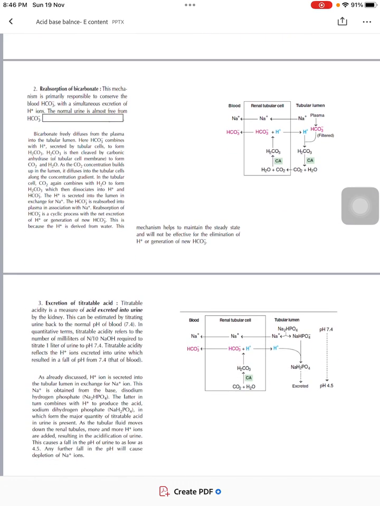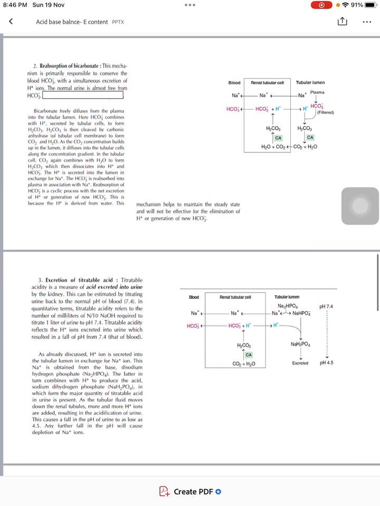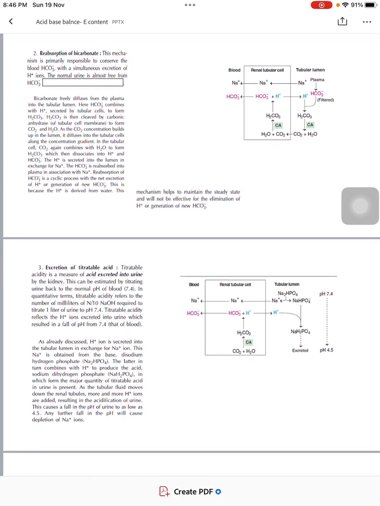Second one, reabsorption of bicarbonate. This mechanism is primarily responsible to conserve the blood bicarbonate with the simultaneous excretion of H plus ions. The normal urine is almost free from bicarbonate. Bicarbonate freely diffuses from the plasma into the tubular lumen. Here, the bicarbonate combines with H plus ions secreted by the tubular cells to form carbonic acid.